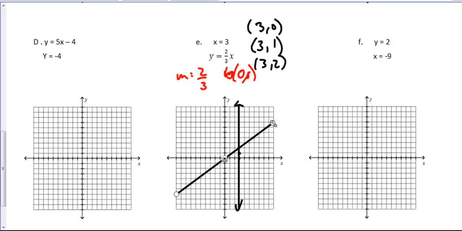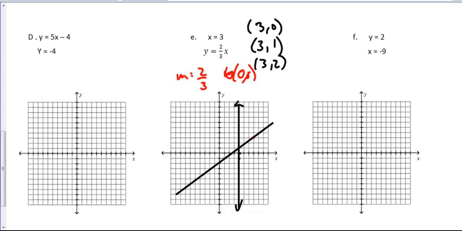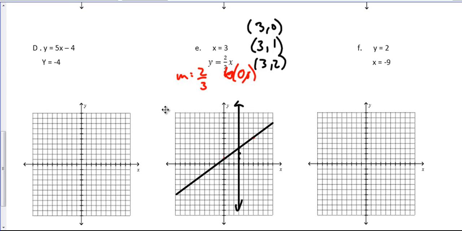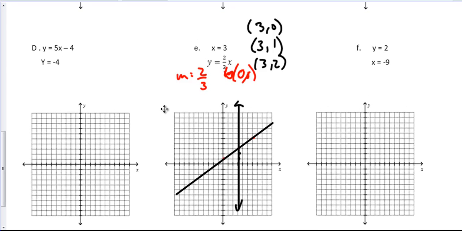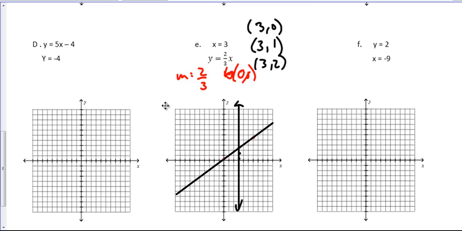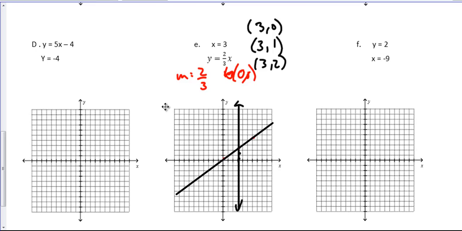And one of the things you're going to notice when we go ahead and write this answer... Uh-oh. That just slid on me. There we go. I think that's where it was.